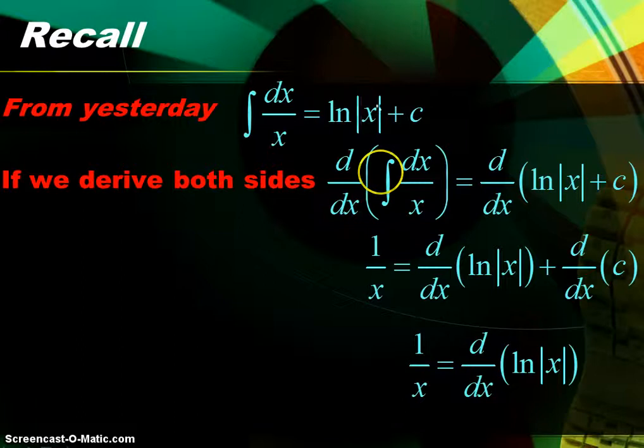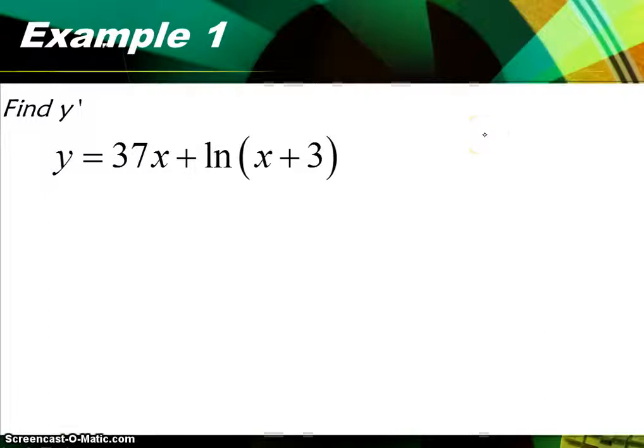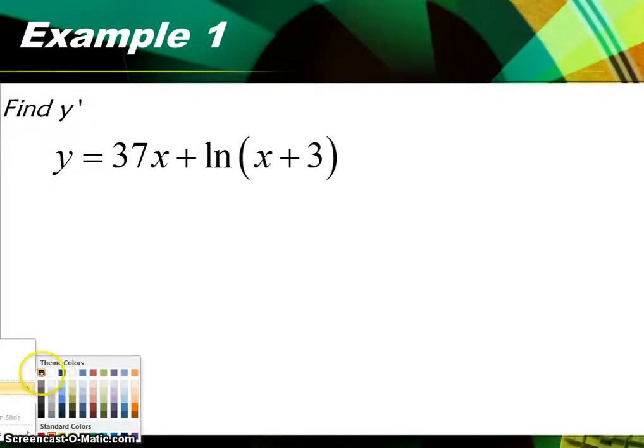On the left, the derivative of the integral cancel each other out and we get 1 over x. On the right, we get the derivative of the whole right side. The derivative can distribute, so we get the derivative of the natural log plus the derivative of a constant. The derivative of a constant ends up being 0, thus we prove that the derivative of the natural log is 1 over x. So now that we've got that idea worked out, we can start to play with it.